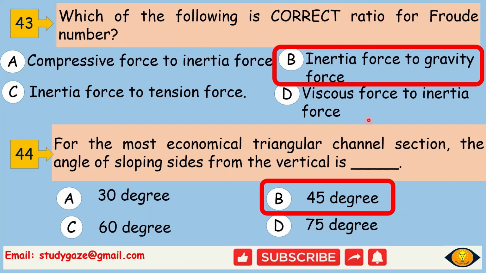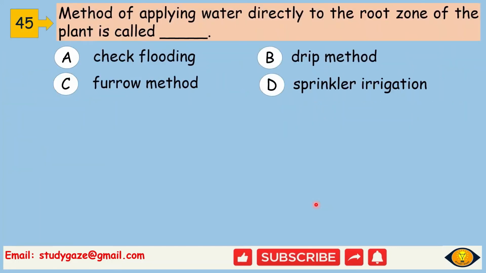You can see here they have asked you about the angle of sloping sides from the vertical. Okay, that is 45 degree. If they ask about the total angle, then it will be 90 degree. Okay, next. Method of applying water directly to the root zone of the plant is called... So the answer is drip method or drip irrigation, you can say. Next question.